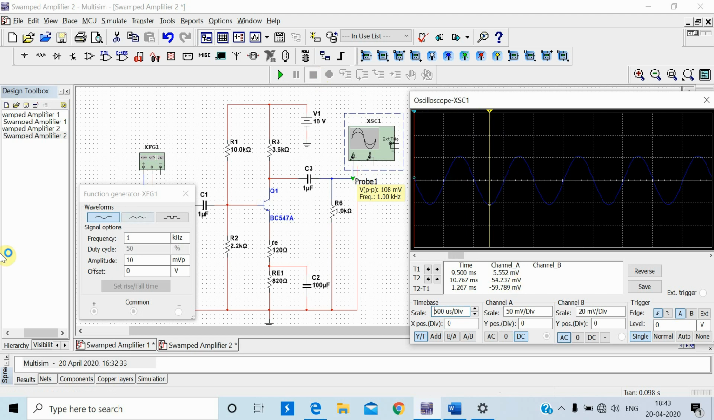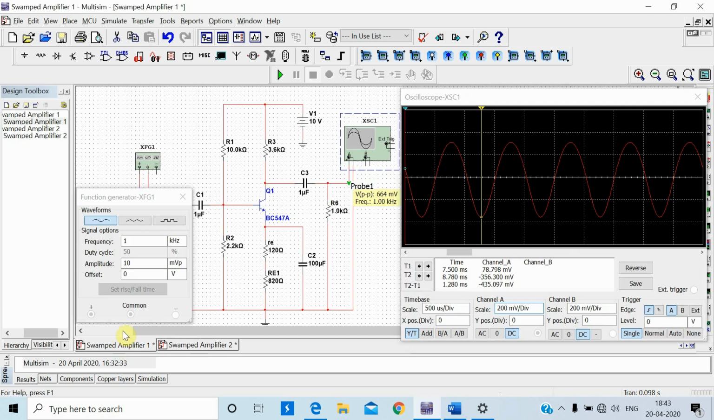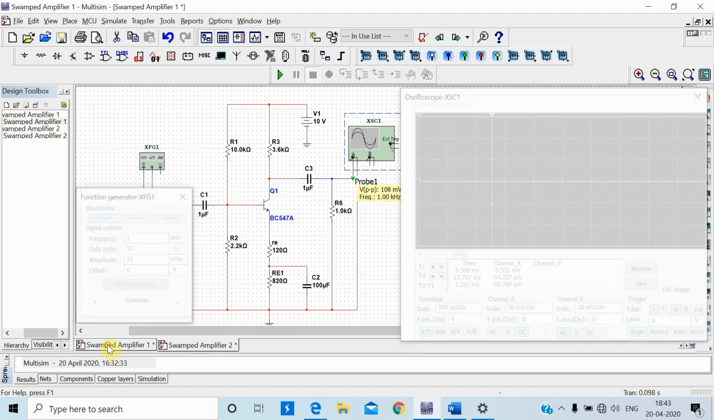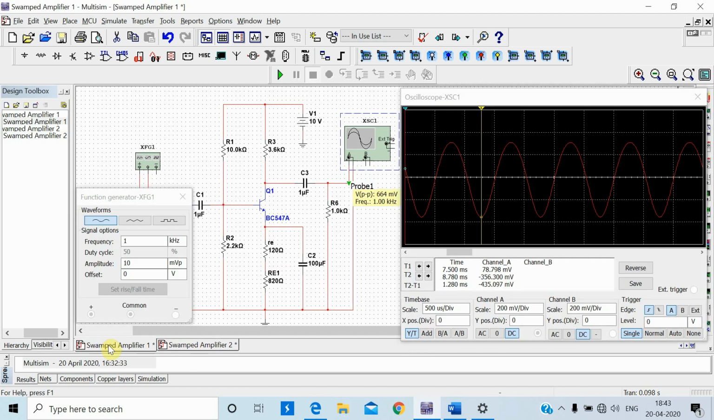After doing this, we have to change the value in the C amplifier and the swamped amplifier. 10 to 20 millivolt peak means 40 millivolt peak to peak in both these circuits. Then 100 millivolt peak to peak means 50 millivolt peak, that we have to set, and we have to note down the readings. So let me do it.